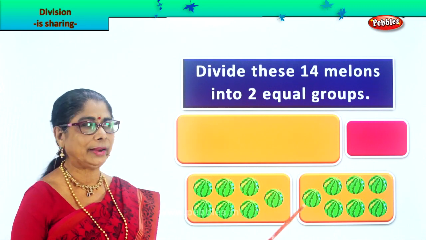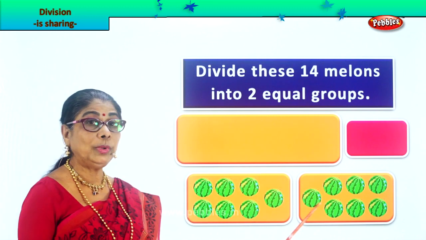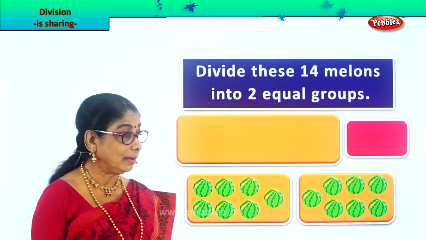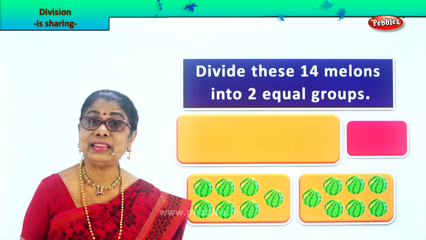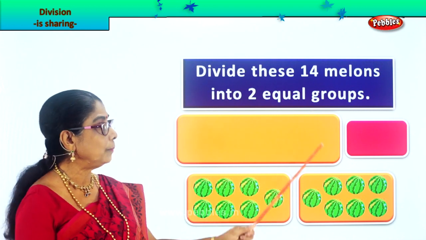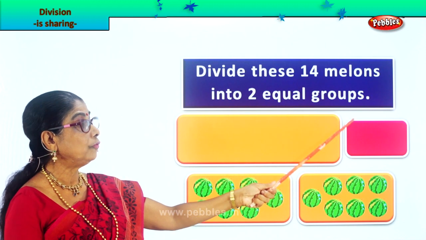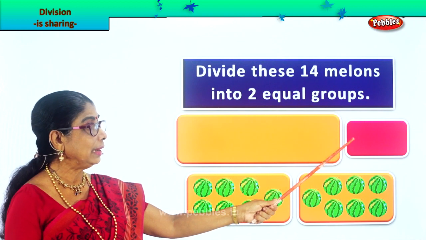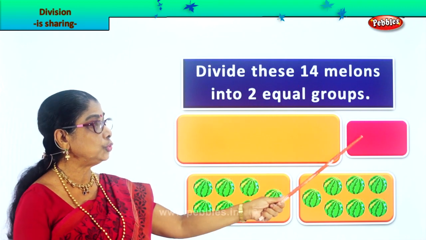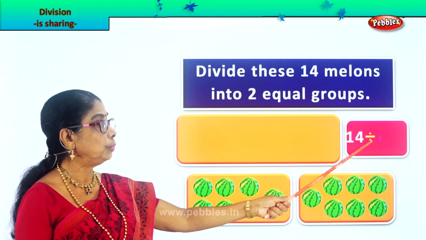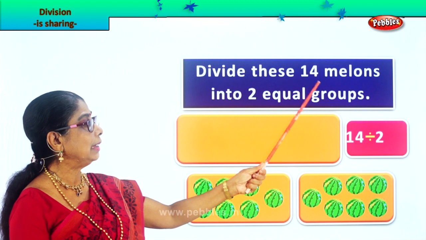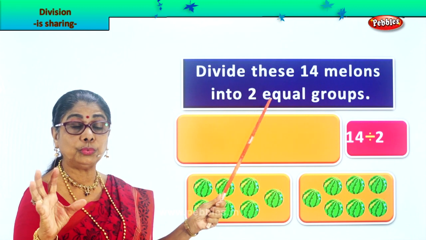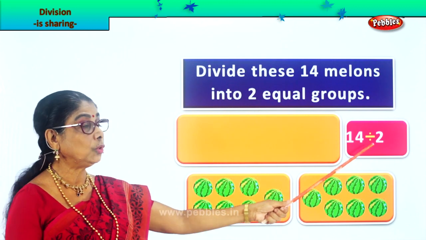Division is equal sharing. So we took all the 14 melons. We have shared equally between the 2 trays. Yes? In one tray, how many do we have? There are 7 melons. When you write the sum, you write 14. Then you put the division sign. 14 melons divided by 2. This is the division sign. 14 melons divided by, we are putting into 2 groups. So divided by 2. So we divided correctly, equal to, what is your answer?